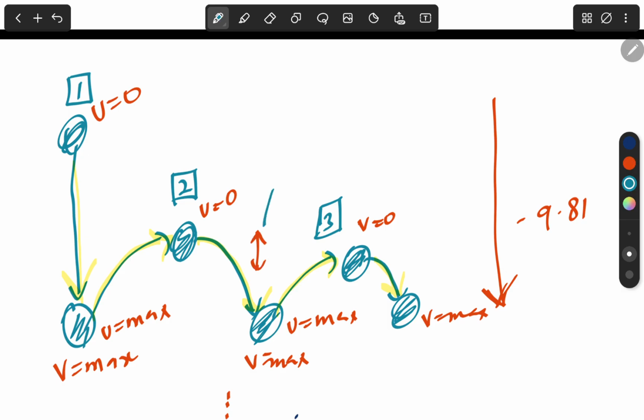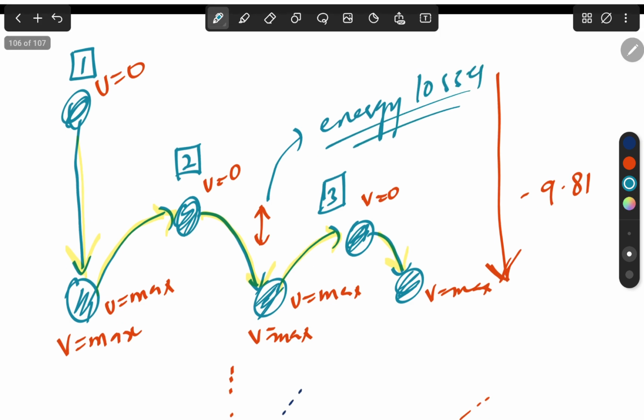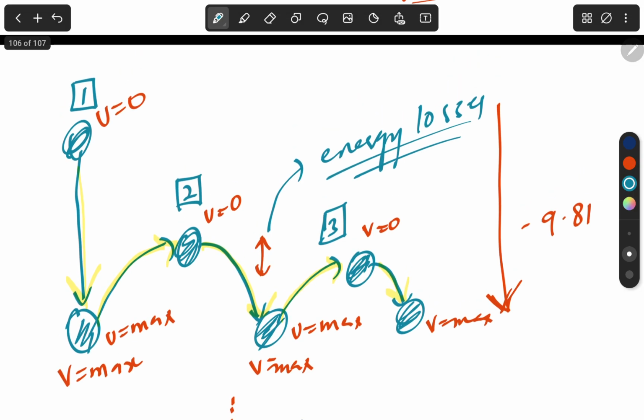Why does the height decrease? It is because there are energy losses. Okay, because of energy losses, thermal energy being lost, sound energy, elastic energy, because of all of these energy losses, the height decreases.